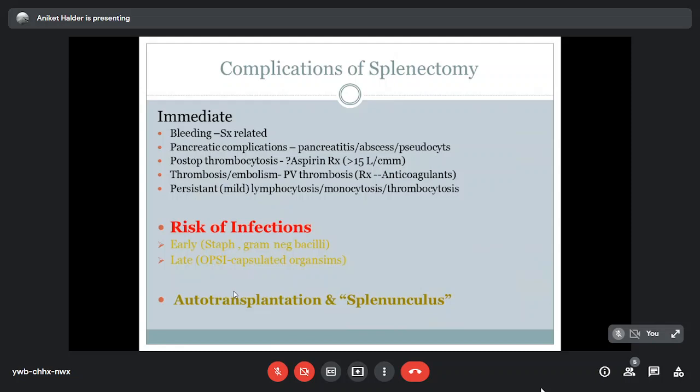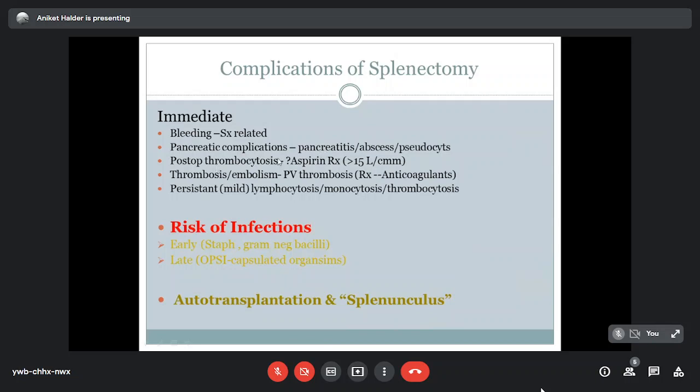So, complications of splenectomy. The complications may be immediate, that is, surgery related. It can be bleeding due to surgery related complications. It can be pancreatic complications, as during splenectomy there can be injury to the pancreas causing pancreatitis. There can be abscess or pseudocyst formation. There can be post-operative thrombocytosis.